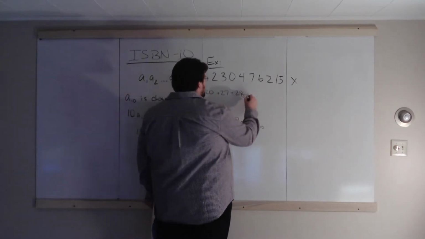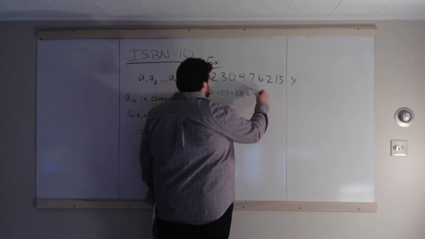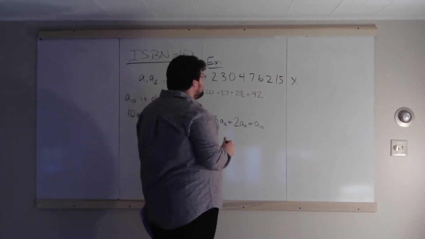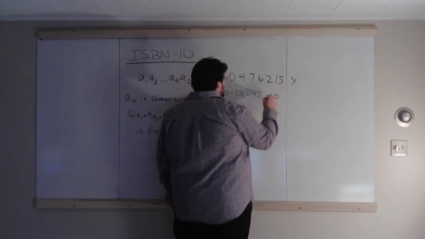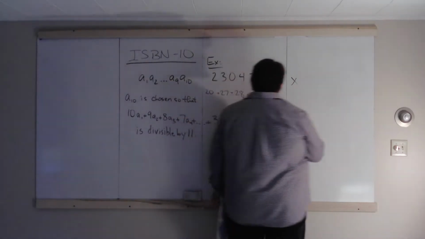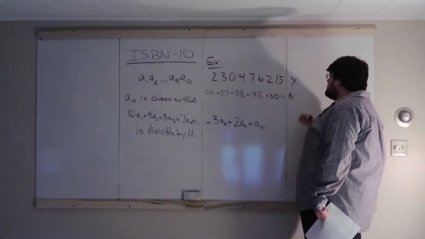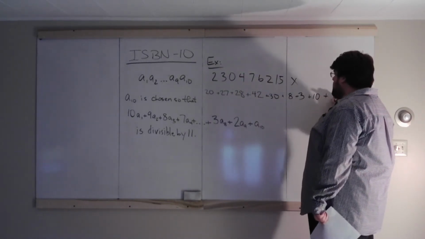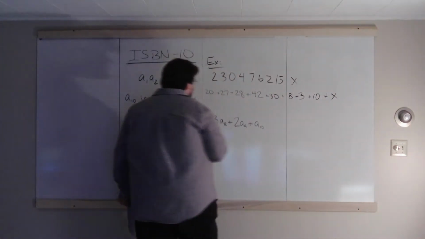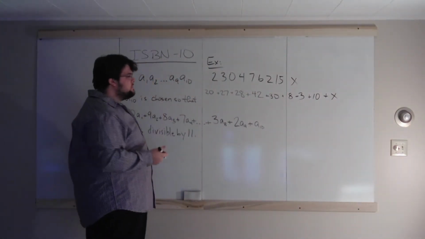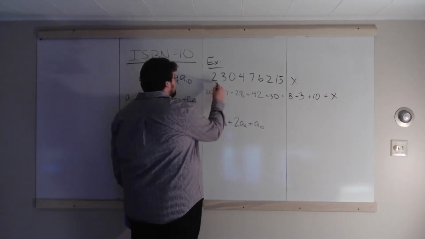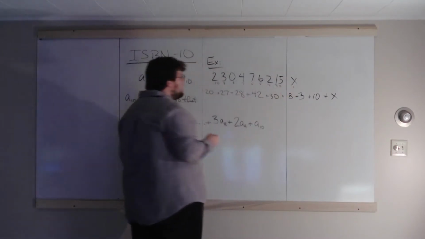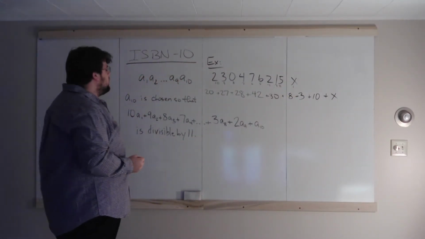6 of the next number, 6 times 7, 42. 10, 9, 8, 7, 6. 5 of the next one is 30. 4 of the next one is 8. 3 of the next one is 3. 2 of the next one is 10. And then 1 of the last one is just X. One way you could organize this multiplication, you could write a 10, 9, 8, 7, 6, 5, 4, 3, 2, 1. You could write small numbers underneath that to help keep yourself organized.